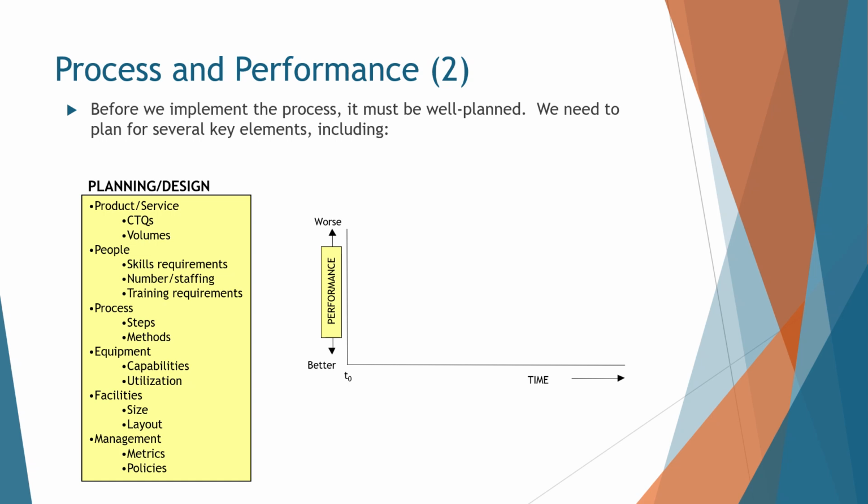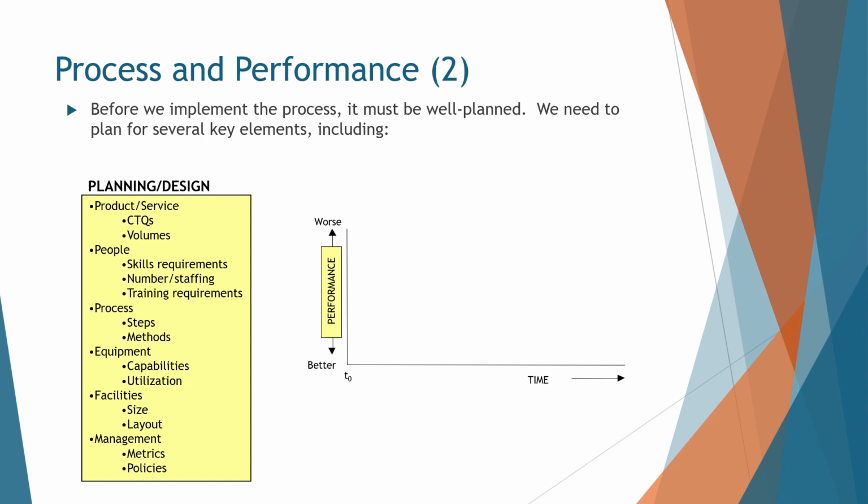When it comes to the process, you need to map out steps of the process and the methodologies to improve the process. When it comes to equipment, what are the capabilities of equipment and the utilization of equipment to make the process as good as it can be? In terms of the facilities, what's the size and the layout to get the job done? Lastly, you have measurement, and you include both metrics and policies.